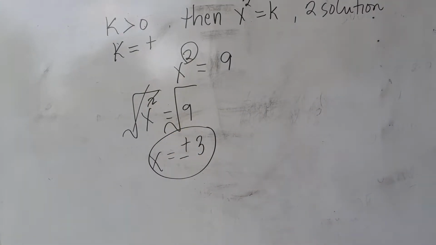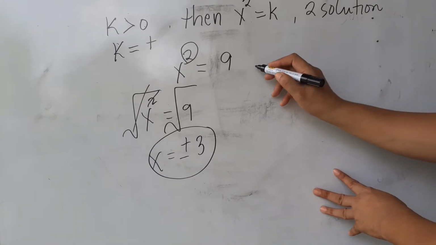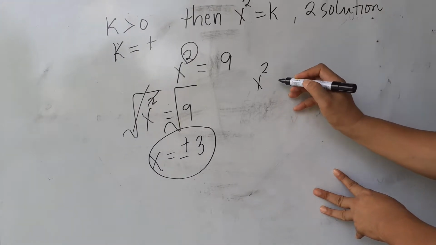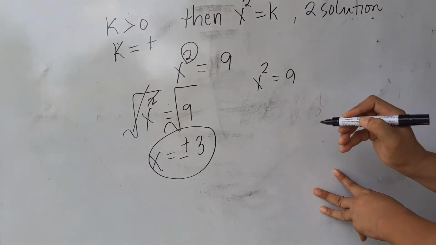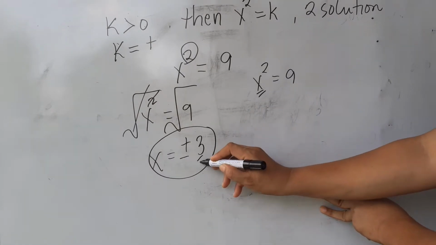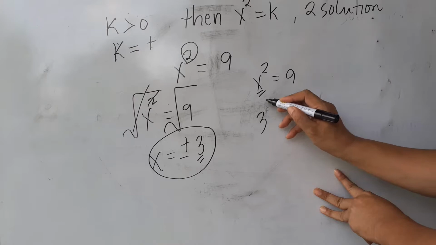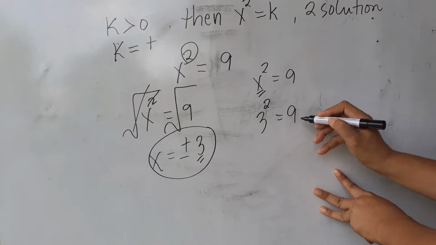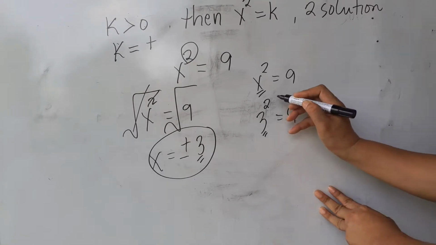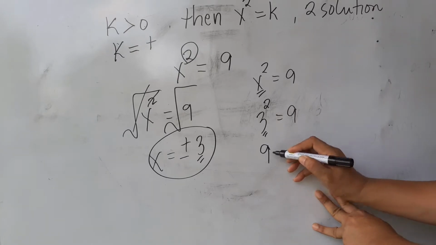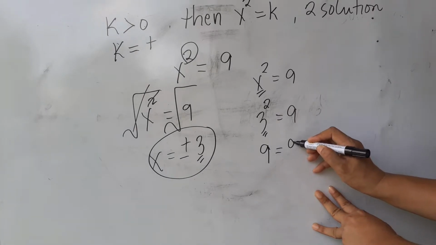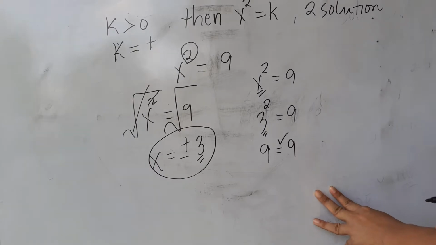Check po natin. We have x squared is equal to 9. The value of x is positive 3. So, 3 squared is equal to 9. Then, 3 raised to the second power is equal to 9. So, tama po siya. Nag-check po siya.